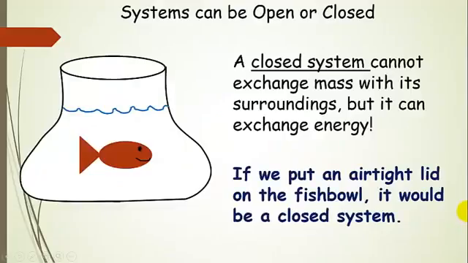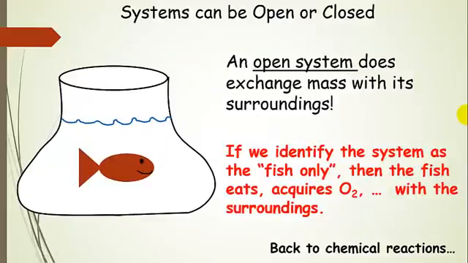Now, we have two types of systems. They can be open or closed. Actually, there are more, but we're just going to talk about those two. A closed system can't exchange mass with its surroundings, but it can exchange energy. So if we put an airtight lid temporarily on this fish bowl, then we would have a closed system.